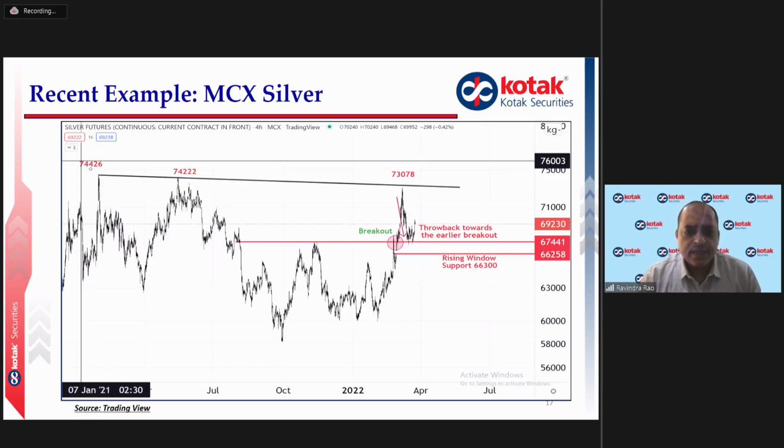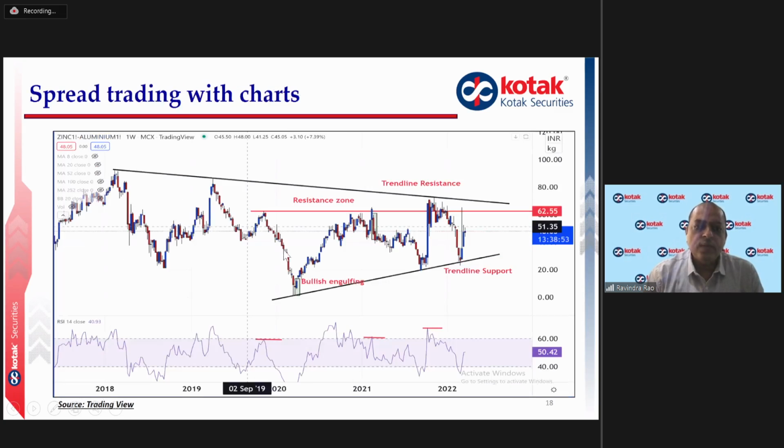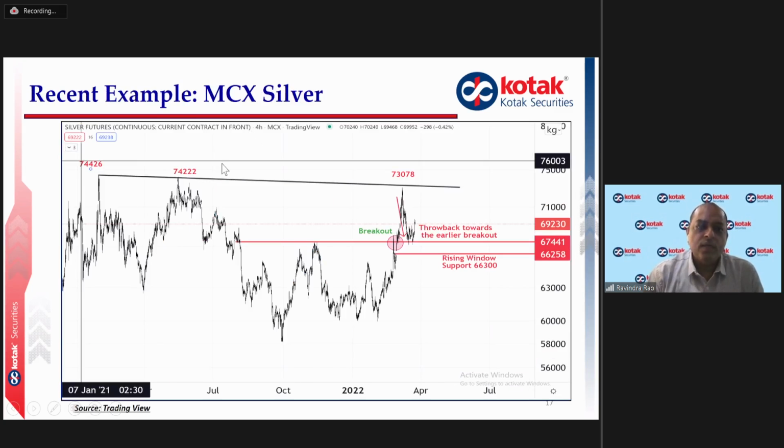Now this is a recent example of silver. Now this will cover everything. If you see, there were multiple resistances here. Once the resistance broke out, the price went up. It again took resistance at this level. If you see, the highs which were registered earlier in 2020 and 2021, the price came close to that level, and then we saw a throwback to the support levels again, and from the support level again the price moved up.